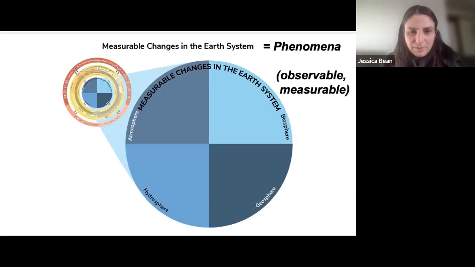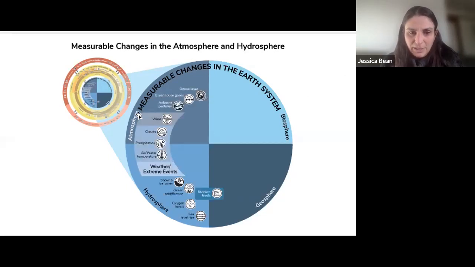So this framework has been useful in identifying phenomena to anchor instructional units, because we can look at things like changes in ocean acidification or sea level rise or snow and ice cover. Of course, we measure weather on a daily, hourly basis, right? Over longer periods of time, we call that climate. But what we're actually measuring are weather and extreme events that are defined by things like wind, clouds, precipitation, and temperature. And of course, we can measure things like greenhouse gases or airborne particles in our atmosphere.